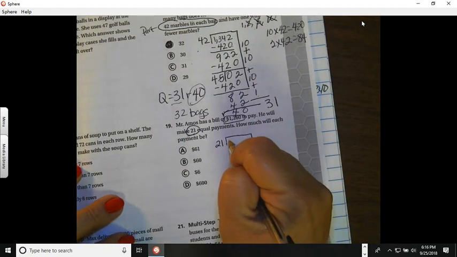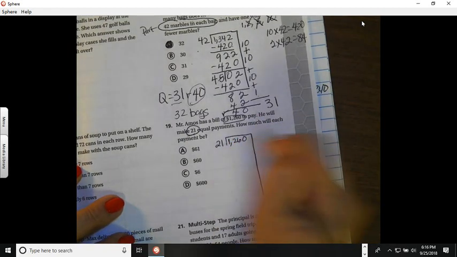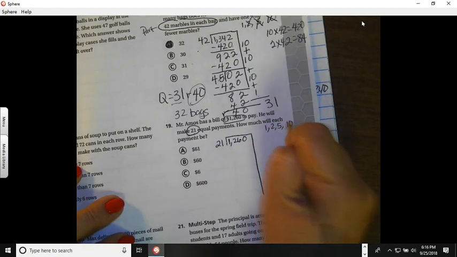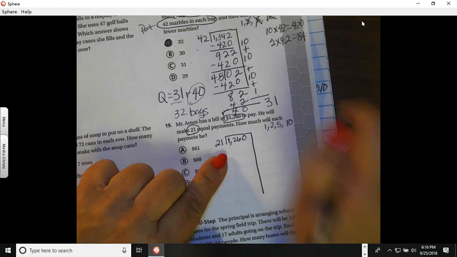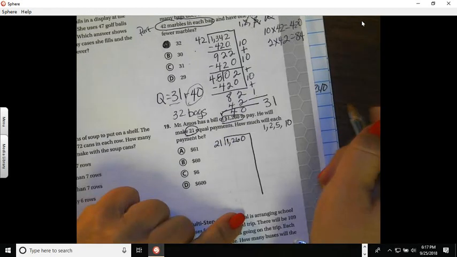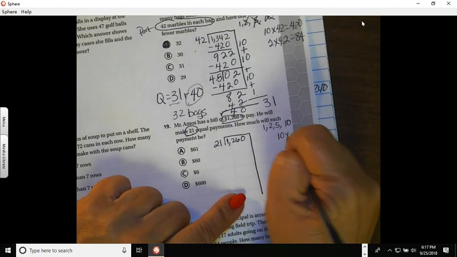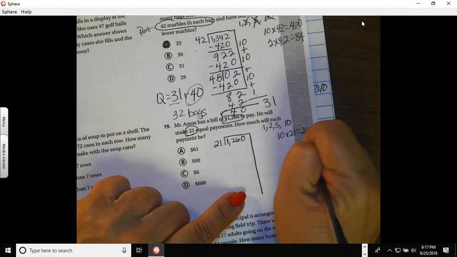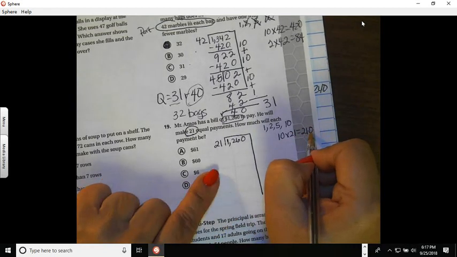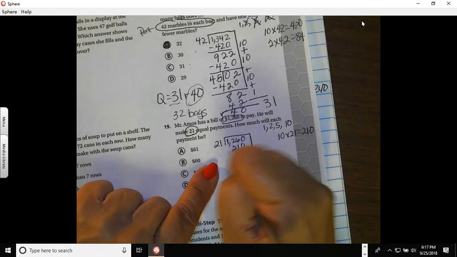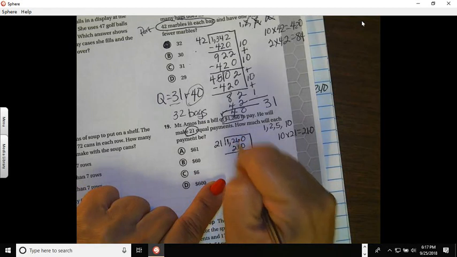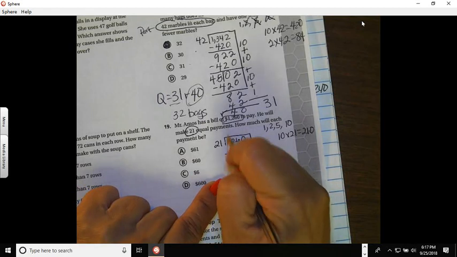So I have 21 goes into 1,260. Friendly numbers 1, 2, 5, and 10. If I do 100, that would make it 2,100. Is that too big? Yes, it is. So I'm going to do 2 times 21. Again, it would be 210. 21 times 1 is 21 plus my 1, 0. And so I'm going to start my subtraction. 0. 6 minus 1 is 5. 2 minus 2 is 0, and I bring down my 1.